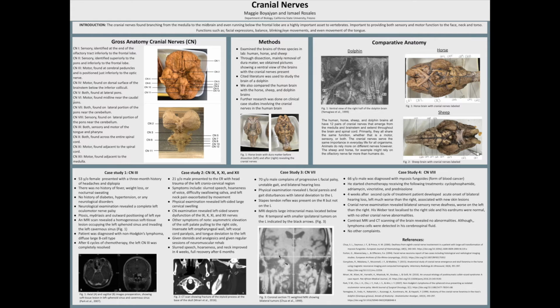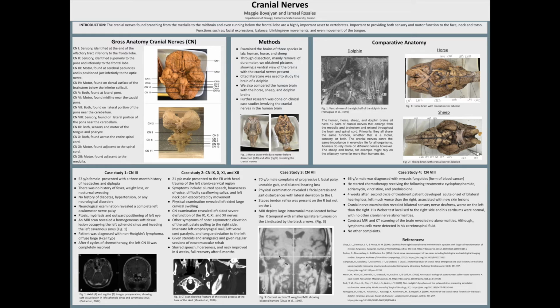Using cited literature, we were able to find pictures of the brain of a dolphin, which was our 4th species. With this information, we were able to compare the human brain with the horse, sheep, and dolphin brains. And then using further research, we found clinical studies involving the cranial nerves in the human brain, which will be presented later on. And finally, in figure 1 below, you can see what the brain would look like before dissection, which is on the left, and then afterwards, which is on the right, and which show the cranial nerves.